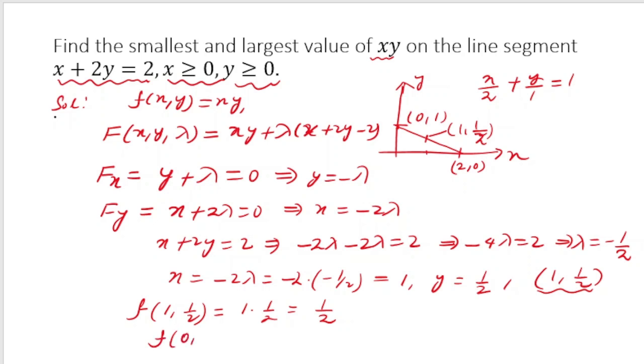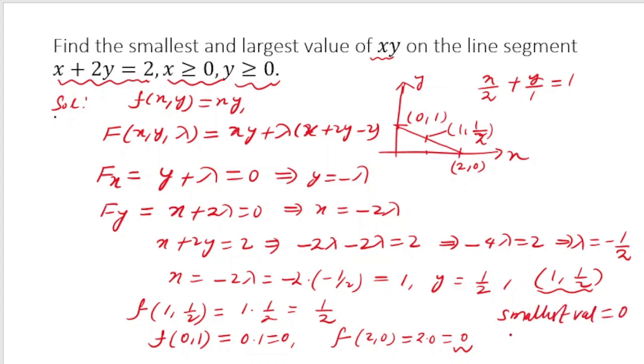So I calculate the function value at 0 comma 1. At 0 comma 1 it will be 0 into 1, that is equal to 0, and we also need to calculate the function value at 2 comma 0, so that is 2 into 0, that is also equal to 0. Did you notice one thing? They were asking what is the smallest value. So the smallest value is equal to 0. And what is the largest value? The largest value is equal to 1 by 2. So this is how we calculate the smallest and largest value. The largest value is occurring at the point 1 comma 1 by 2, and the smallest value is occurring at 2 points, that is 0 comma 1 and 2 comma 0.